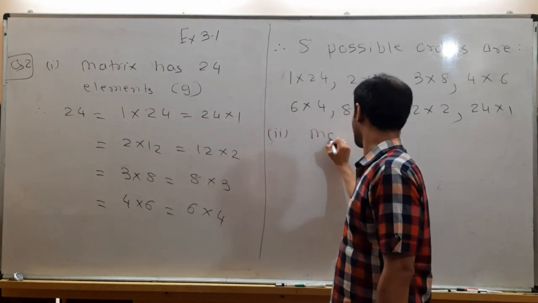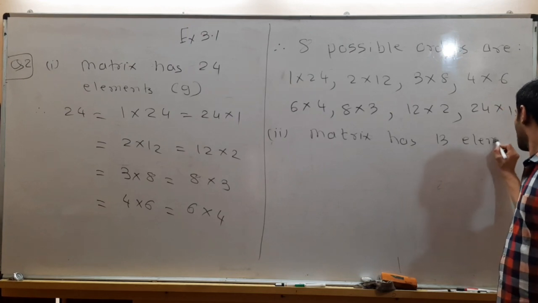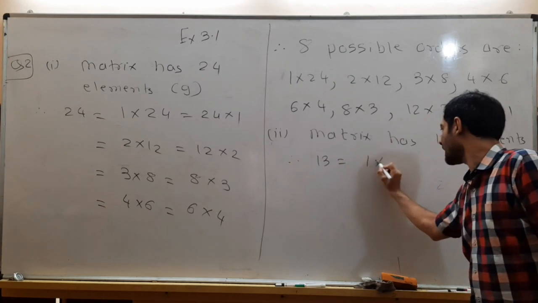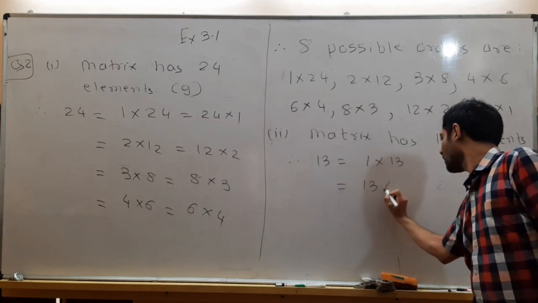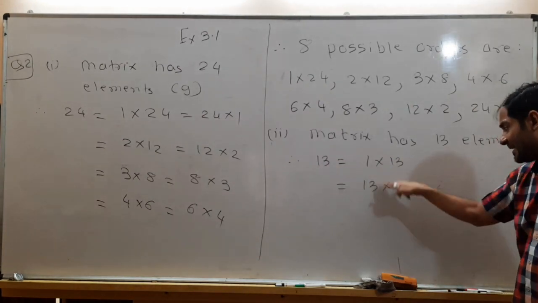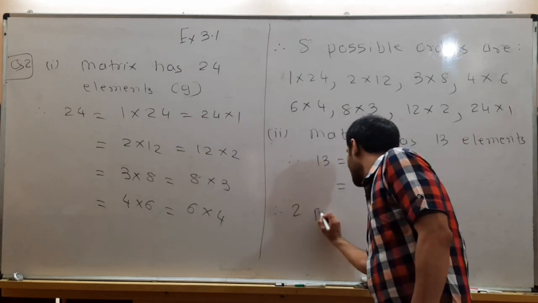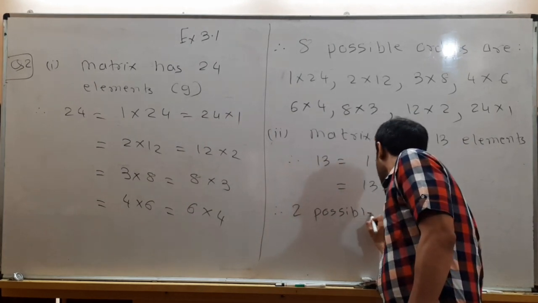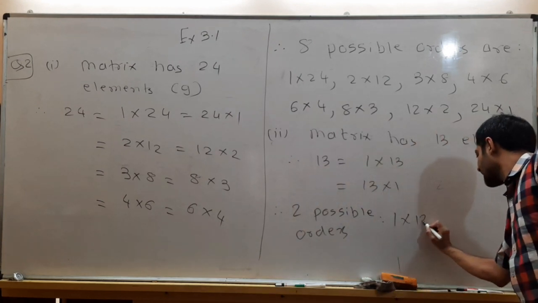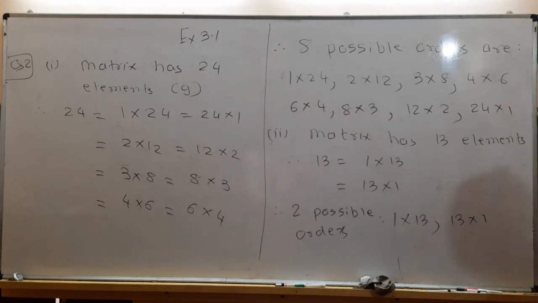Second case, matrix has 13 elements. So this is relatively easy. So 13 I can write as 1 into 13 or 13 into 1, because 13 is a prime number. So we can express it as product in only these two possible ways. So two possible orders are 1 cross 13 and 13 cross 1. I hope I'm clear. Easy, not tough.